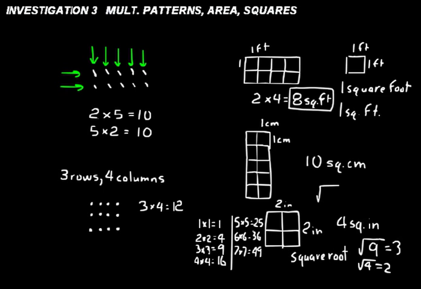Why don't you do one more? What is the square root of 81? Well, 9 times 9 equals 81, so the square root of 81 is 9. Okay, well that's all for investigation 3.